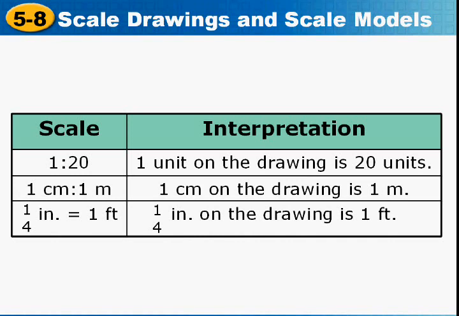Here's an example: 1 to 20. 1 unit on the drawing is 20 units. 1 centimeter to 1 meter means 1 centimeter on the drawing is 1 meter. You use that a lot in maps. 1/4 inch equals 1 foot means 1/4 inch on the drawing is equal to 1 foot. Everybody knows that 1/4 inch is not the same size as a foot. This is a scale. If you had a line that was 1/4 inch, it would represent a foot.